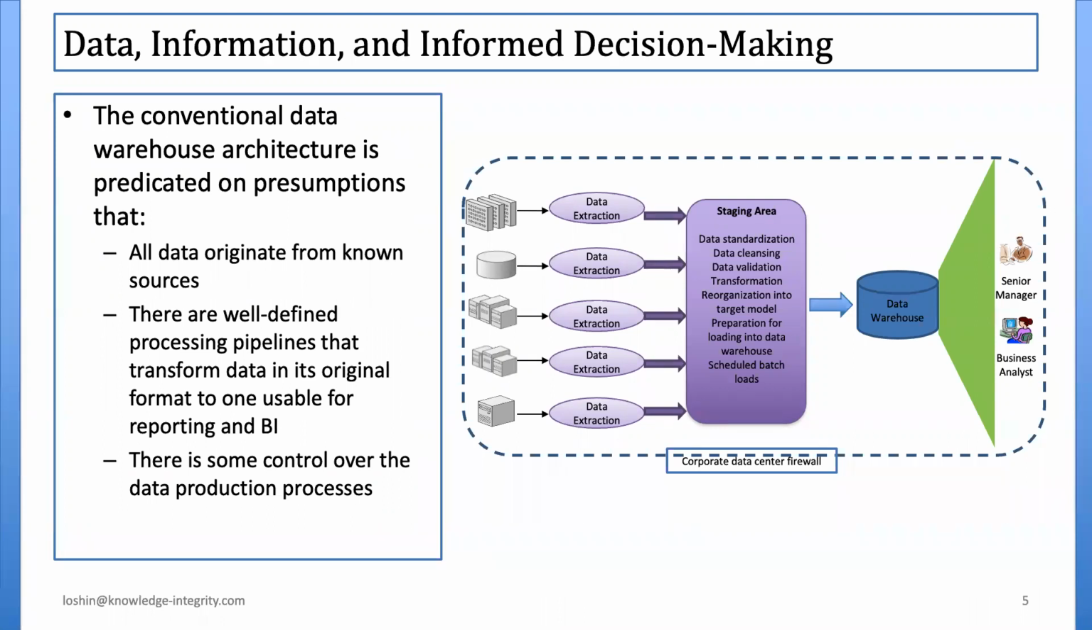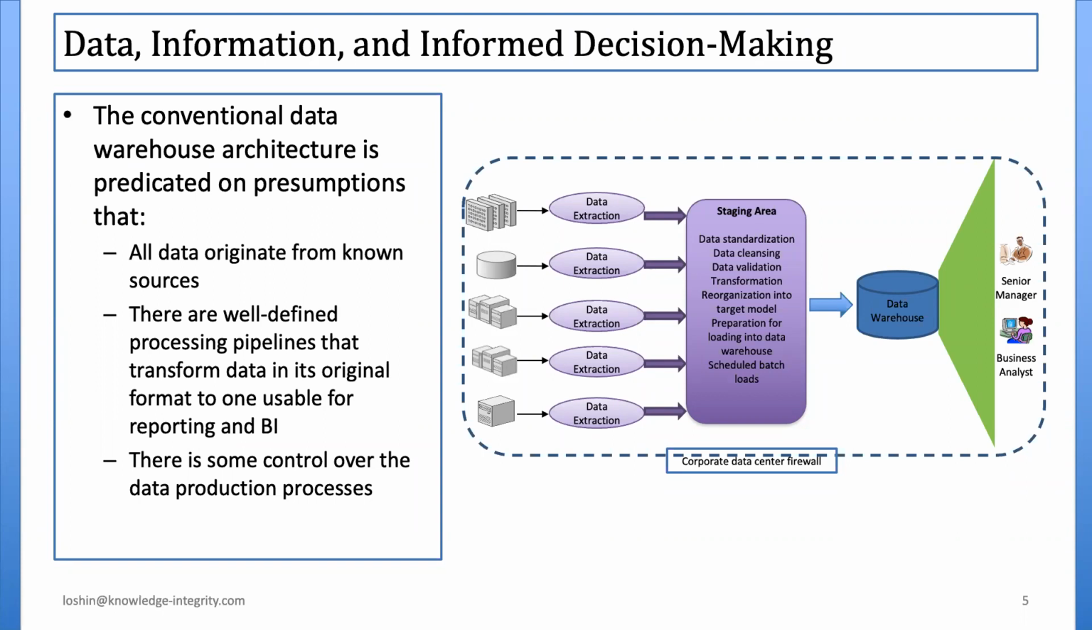So if you look at this picture, in a conventional data warehouse, there are going to be well-defined data processing pipelines, and data is being extracted from existing operational or transaction processing systems that are typically known sources that are well within the corporate data center. The data is extracted usually in managed batches.